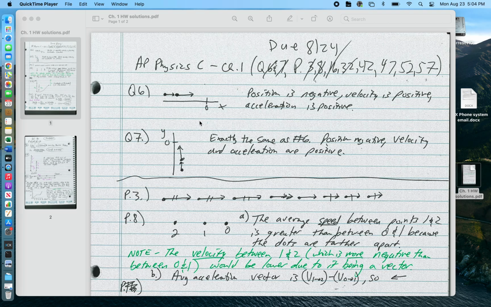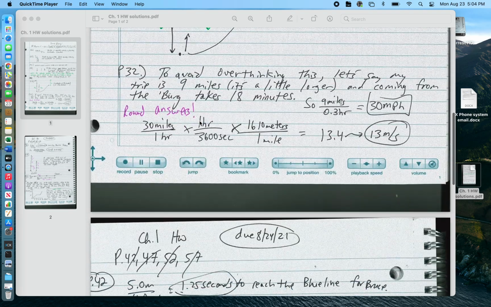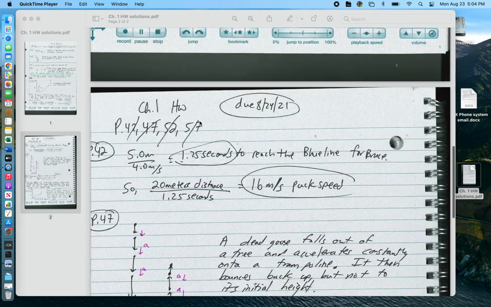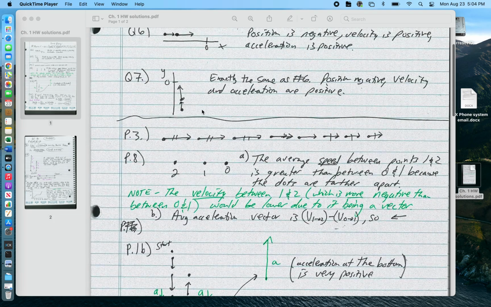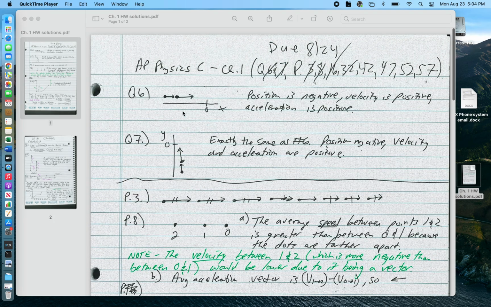On homework. Hopefully this isn't too bad. That did not copy quite the way I want. At any rate, questions 6 and 7, and really most of these are quite conceptual in this chapter.